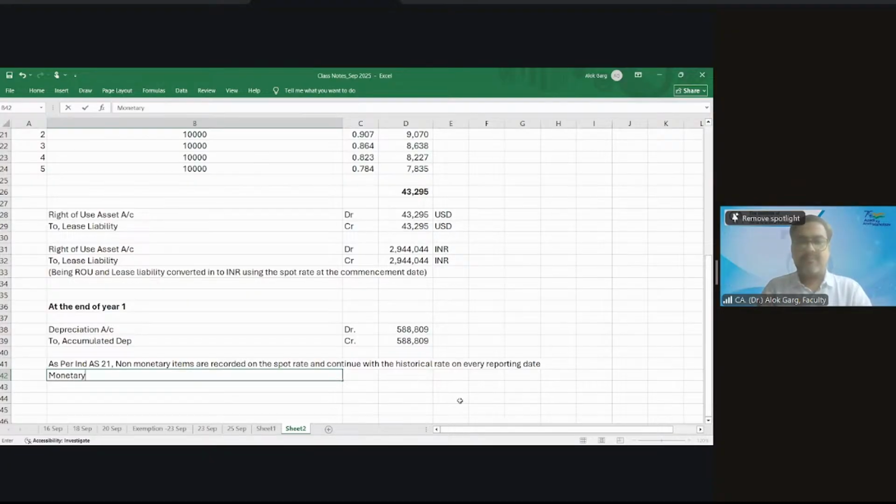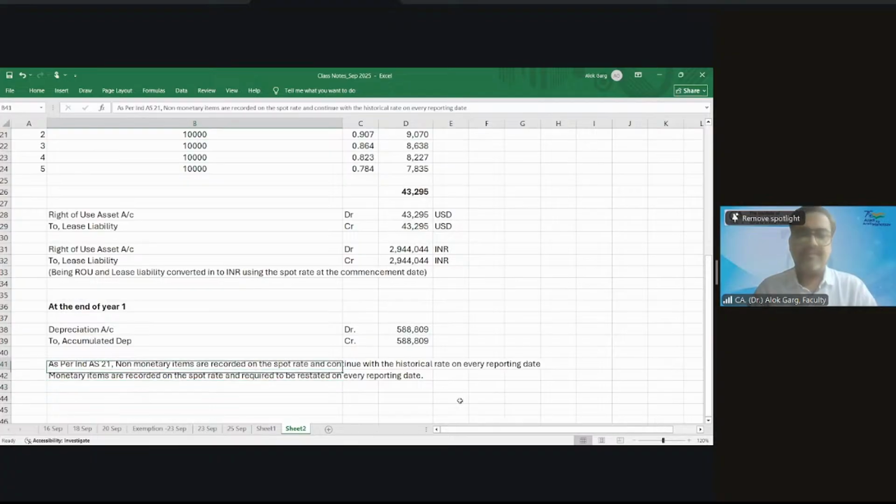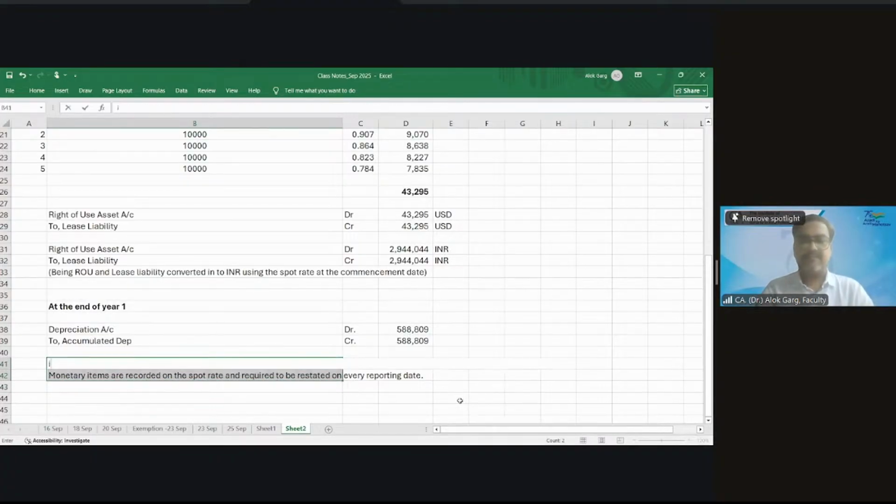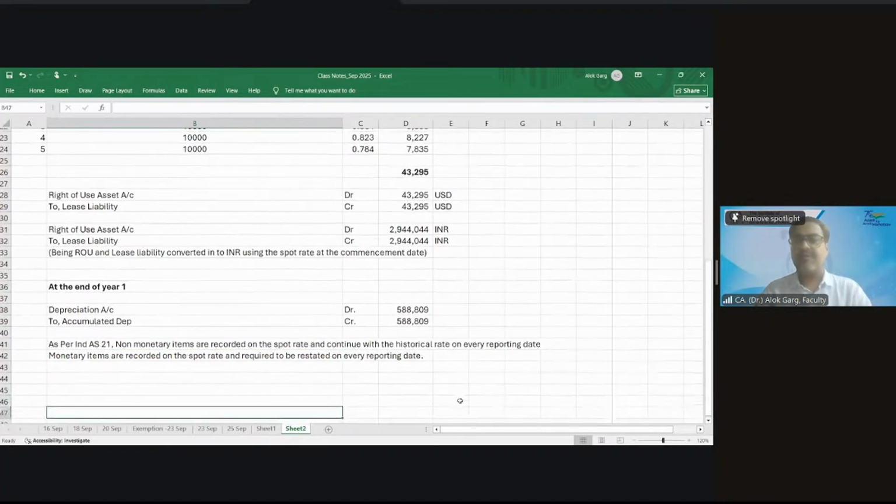Monetary items are recorded at the spot rate. Spot rate means the rate on the date of transaction. And they are required to be restated on every reporting date. Okay, and required to be restated on every reporting date.